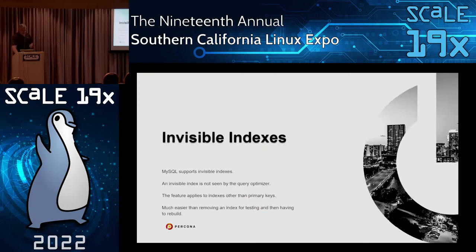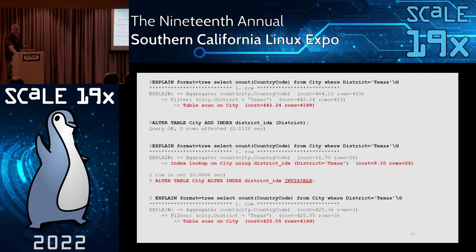Okay, invisible indexes. MySQL has supported invisible indexes for 4 years now. The invisible index is not seen by the query optimizer. It's not per session, it's for the entire machine. And this feature can apply to indexes other than primary keys. When you do this on a primary key, watch out. And it's much easier than removing an index for testing and then having to rebuild.